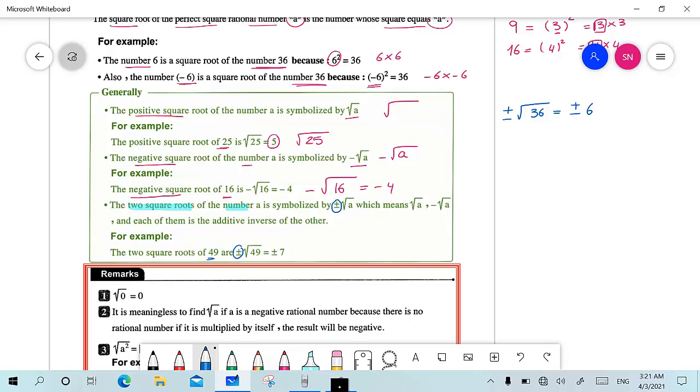And I should know that the 2 square roots, the positive and the negative, are the inverse of each other. So positive square root 36 is the additive inverse of negative square root 36.